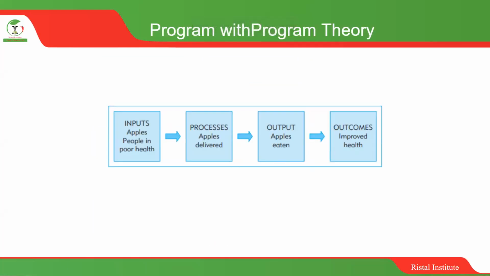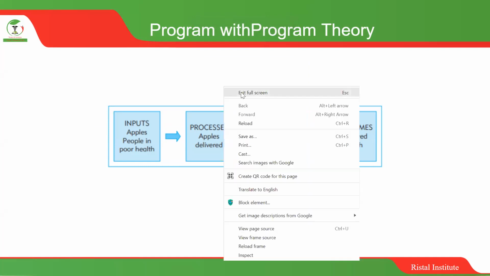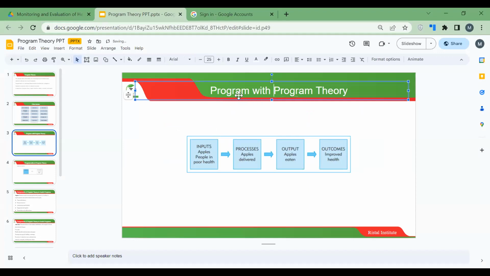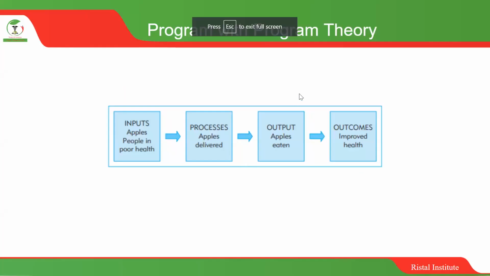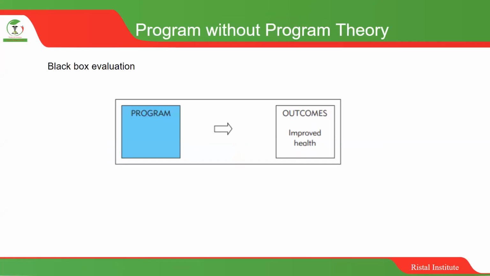Okay, so basically you can plan with the program theory such that you have a visualization. In this example, we are basically using an intervention that involves distribution of apples to participants in a given project, with the goal of making sure that there is improved health. That kind of framework is what we call program theory. But sometimes you can have interventions that do not have a program theory, and we can call that black box evaluation, where you basically have the program and what you expect to get out of the program.